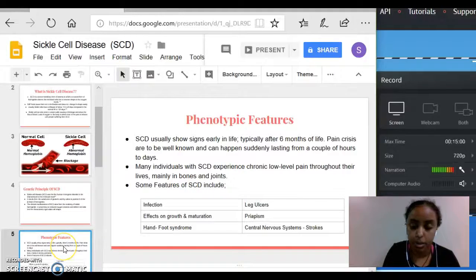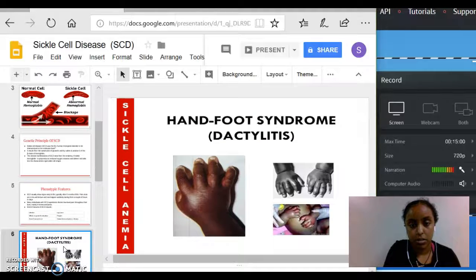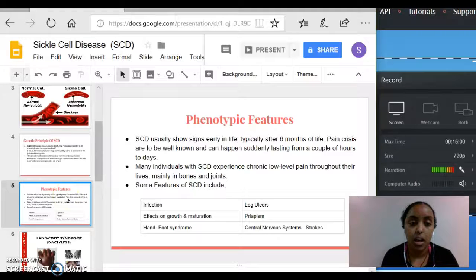I think I have a picture of that. As you can see, these are the hands, and the feet don't really show. But you can also have leg ulcers from the lack of proper blood flow, priapism, which is unwanted erections, and central nervous system issues, which can also lead to strokes.